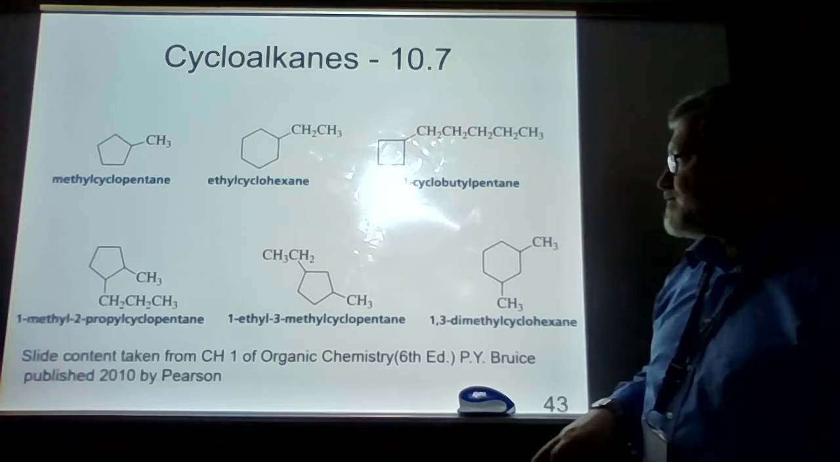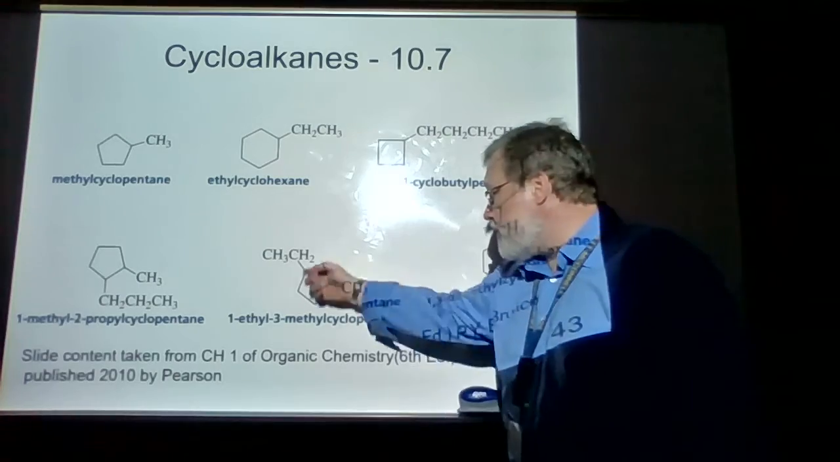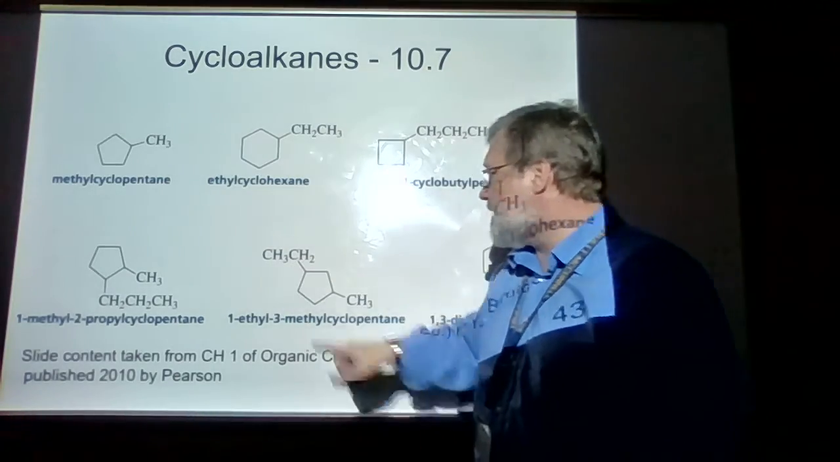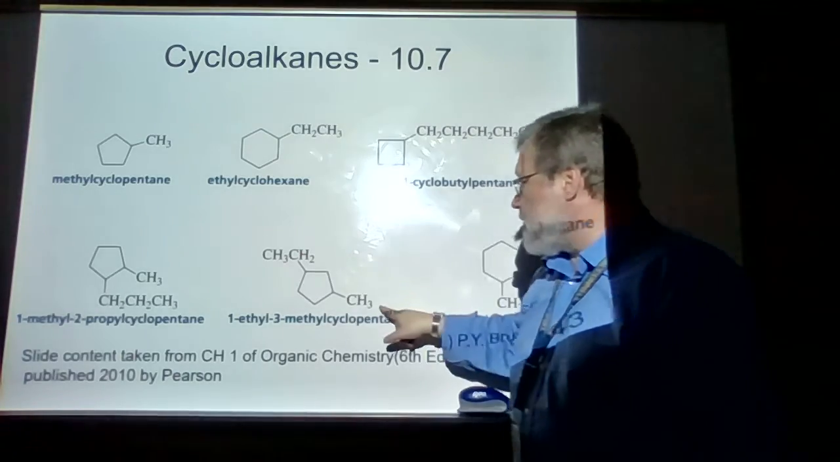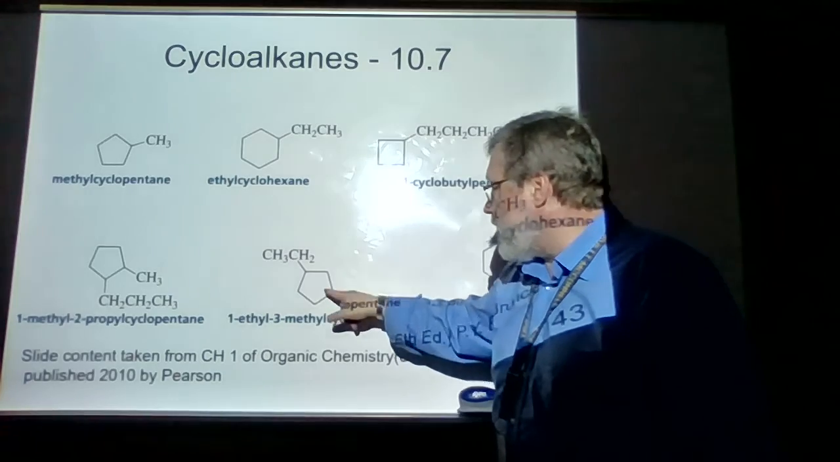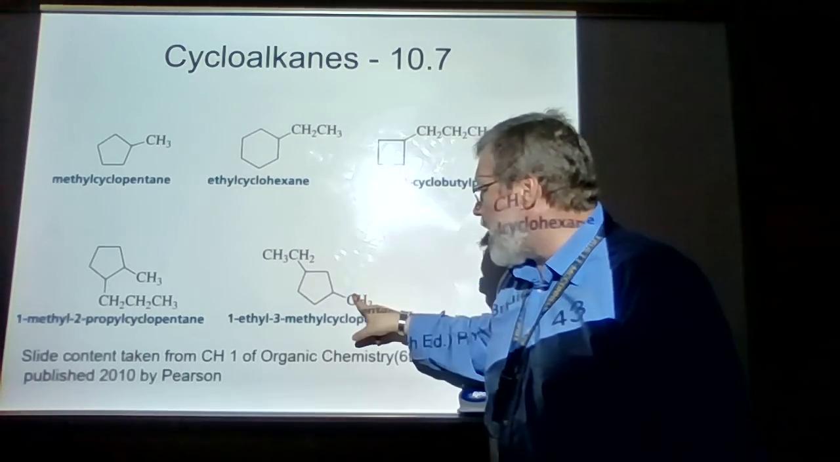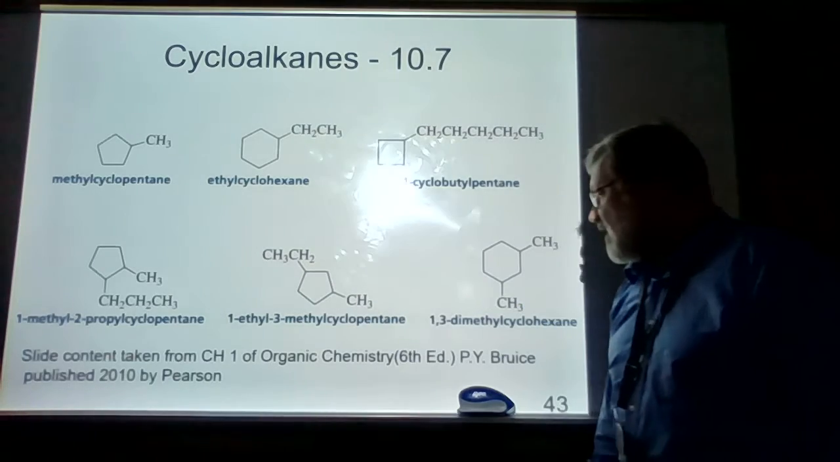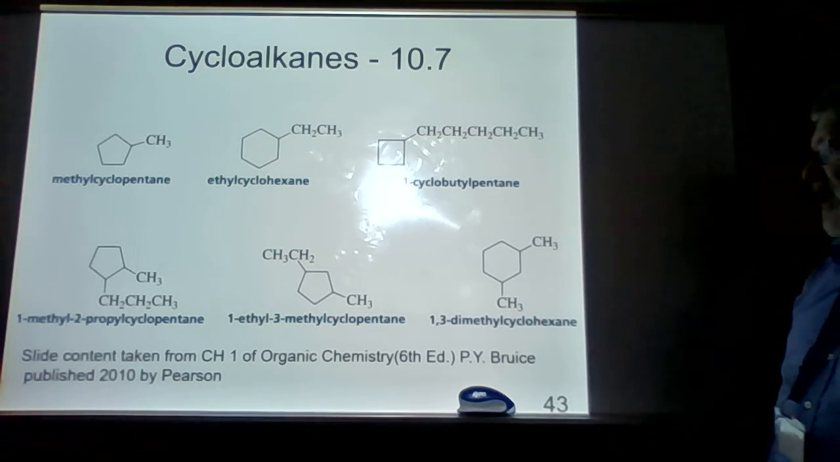This one, again, five carbons, cyclopentane. Pieces hanging off, yes. So CH3 is methyl, CH2CH3 is ethyl. Here E comes before M. This is 1. 1, 2, 3 versus 1, 2, 3, 4. So the 1,3, numbering around clockwise: 1-ethyl-3-methylcyclopentane. Here we have 1,3-dimethylcyclohexane.